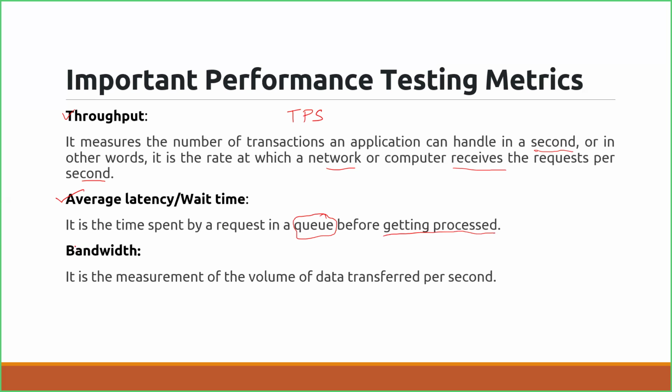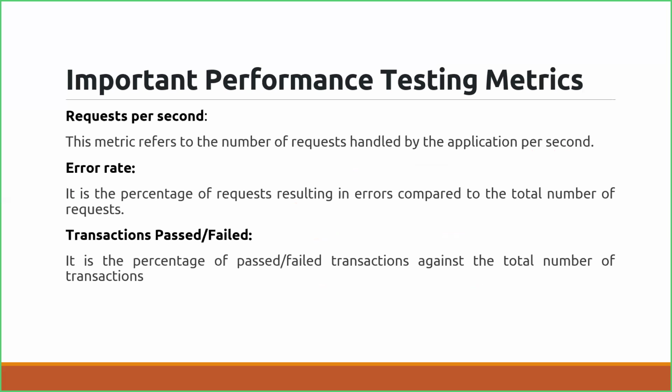Okay. So coming to the next one, that is the bandwidth. Bandwidth is the measurement of the volume of data transferred per second. So how do we call our internet bandwidth? 100 Mbps, 200 Mbps or 150 Mbps, like that. Whenever I ask what is your internet speed, you say 100 Mbps speed, something like that. That is nothing but how much volume of data is transferred over a second. Per second gives us the bandwidth.